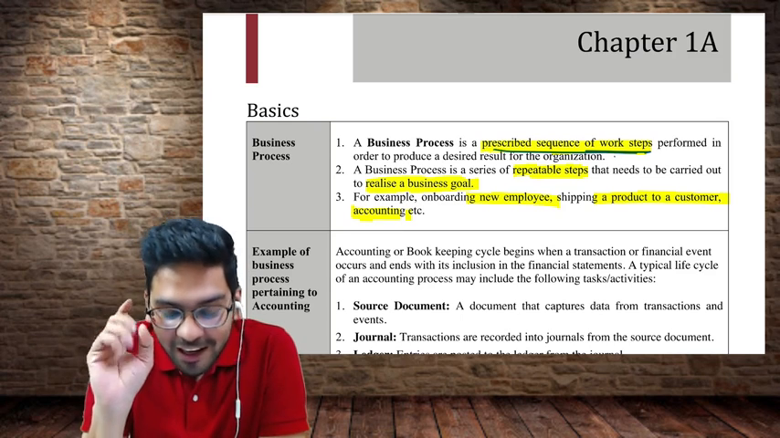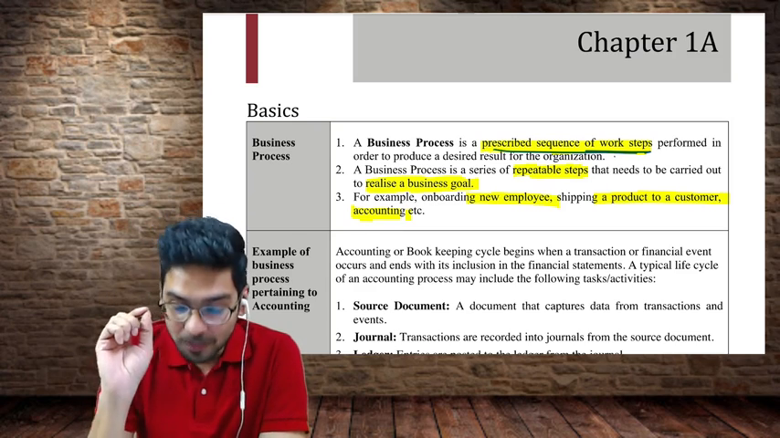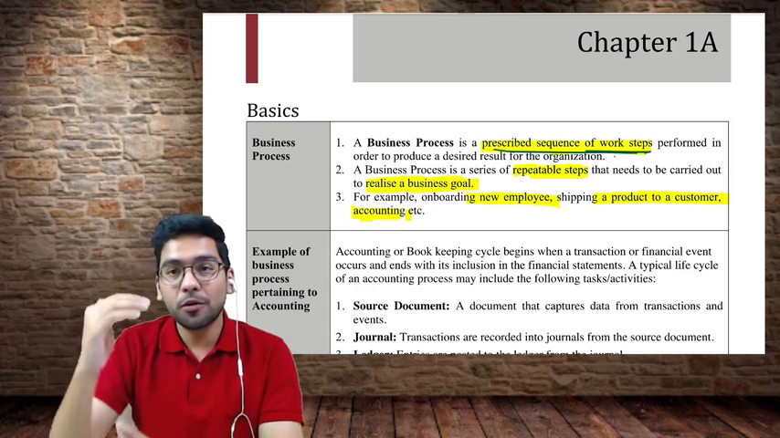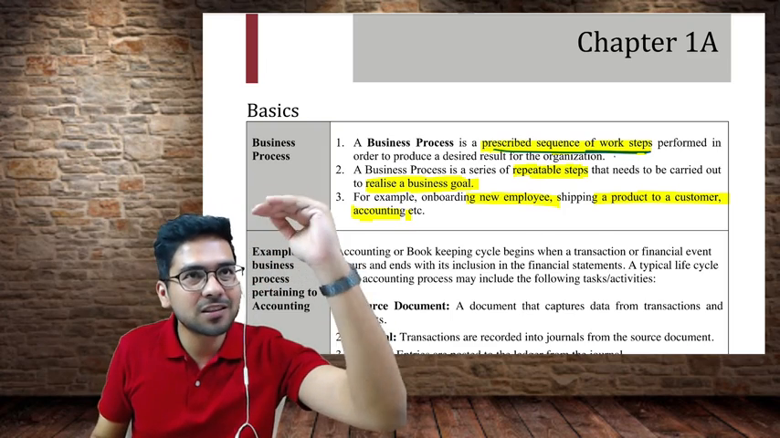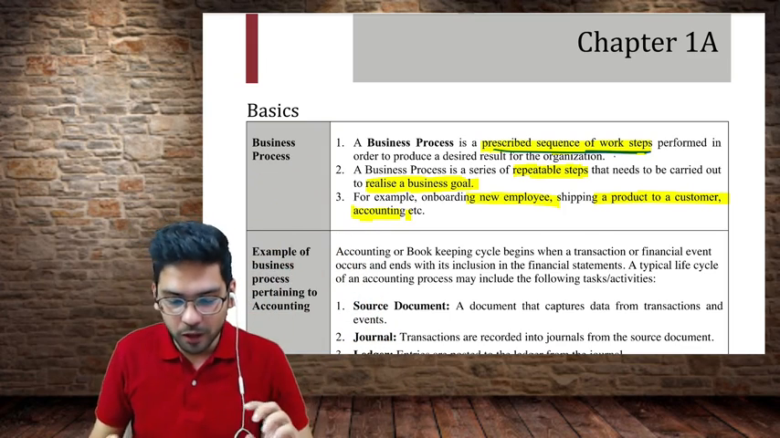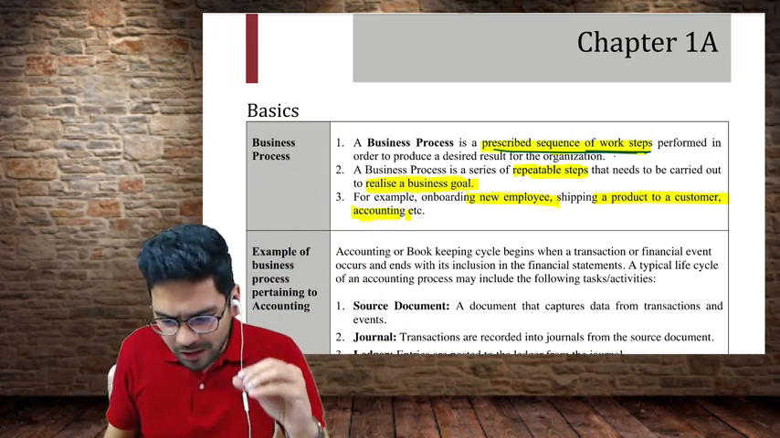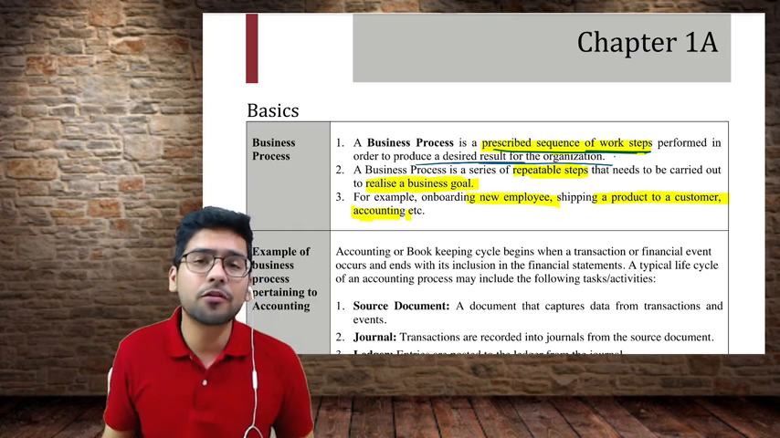Anyway, if I go by the definition again, what is a business process? Just understand that it is a prescribed sequence of work steps. In the tea making example, every step was prescribed: this is step number 1, then you have to follow step number 2. A prescribed sequence of work steps, to be performed to produce a desired result from the organization.